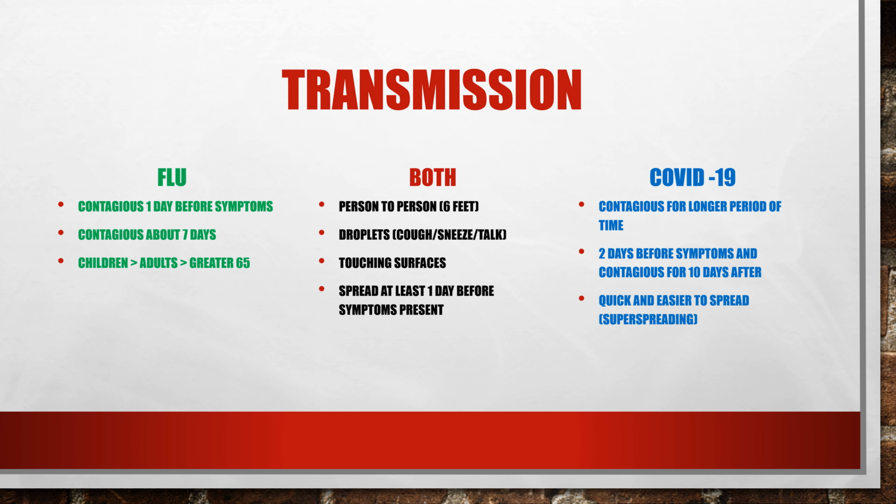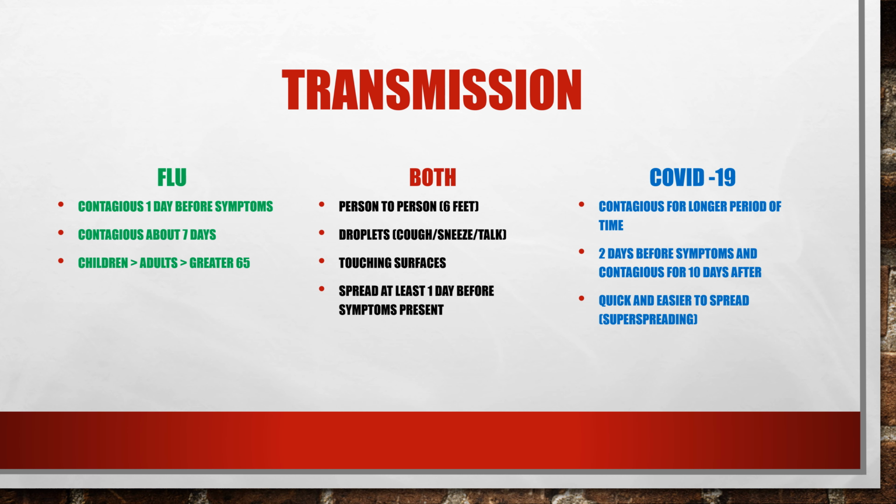For COVID-19, it's contagious for longer periods of time compared to the flu. About 2 days before a person starts showing symptoms, they are able to transmit the virus to somebody else. And this may actually last for 10 days after they begin to present with symptoms, which is significantly longer than the flu. So you're looking at about a 12-day period, which is why it's so important for that 2 week quarantine to happen, because it allows for that person to go through that contagious period. It's also quicker and easier to spread.